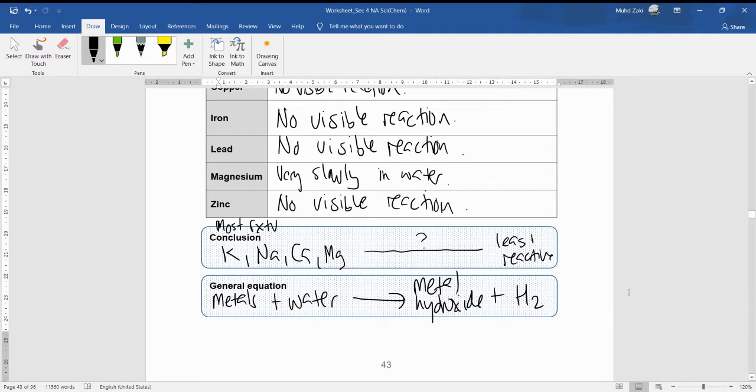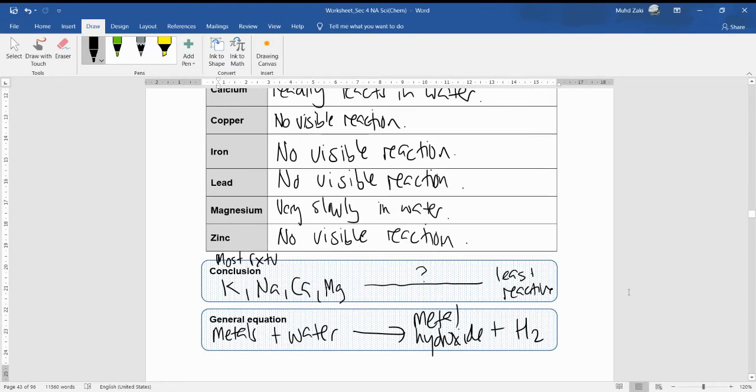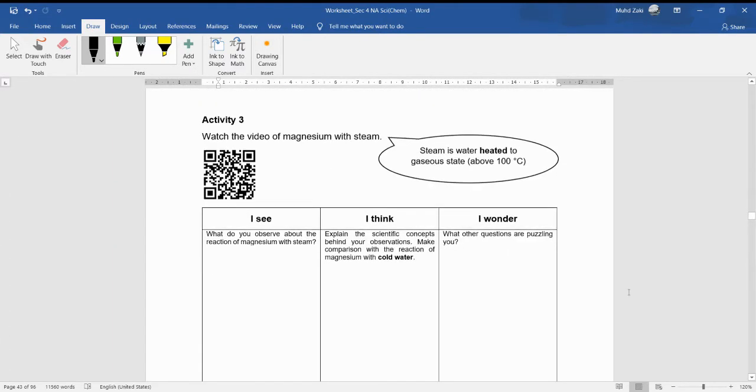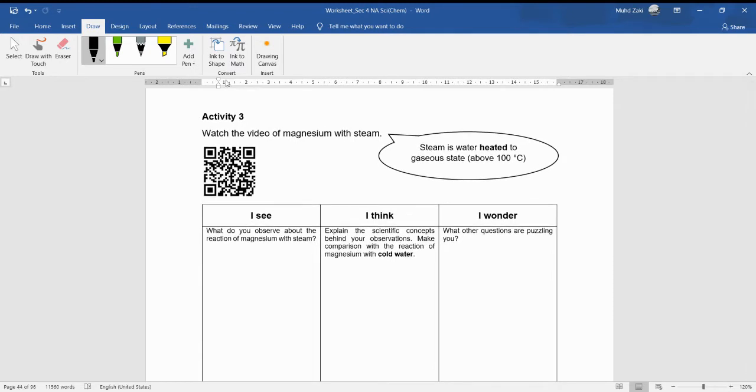Okay, right. So this is how metals react with water. Now, let's move on to metals and steam. However, before that, you need to view this video on the mechanism with steam. If you have scanned this barcode, you will see two things happen.